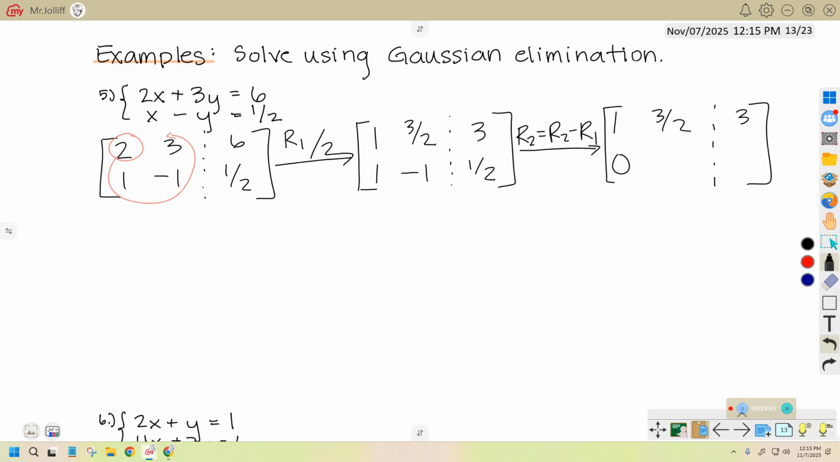Good. Slightly trickier. -1 minus 3 halves. So I know 1 is 2 halves. So minus 2 halves minus 3 halves. 5 halves. Yeah, -5 halves. Good. And I have to do the same thing with the answers.